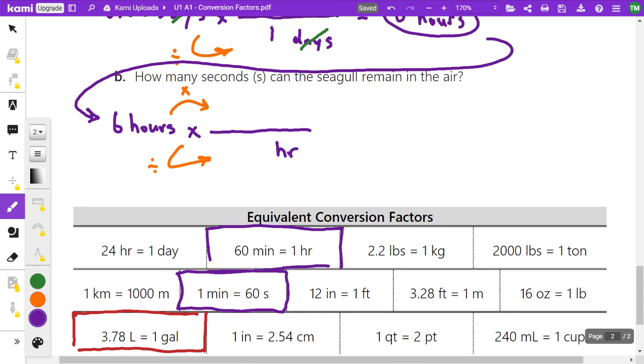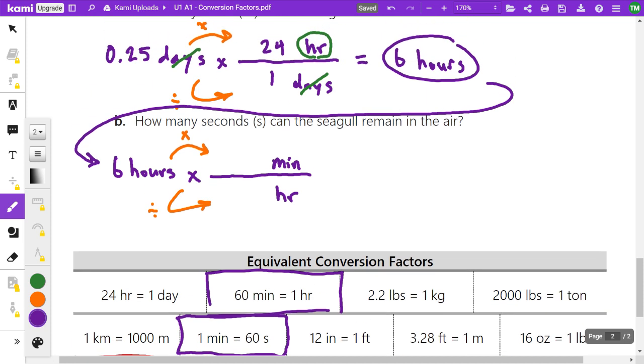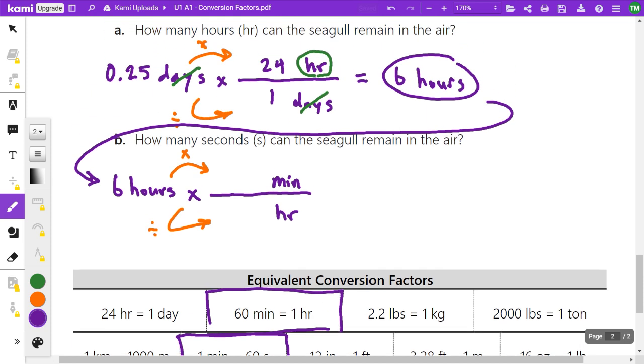Even though I don't have a conversion factor that takes me straight from hours to seconds, I can convert from hours to minutes. And then I can do a second conversion from minutes to seconds, which is kind of what we're doing here by changing from days to hours and then going from hours to something else. Like it could be seconds if I had the conversion factor, but since I don't, I'm going from hours to minutes next, and then I'll go from minutes to seconds.